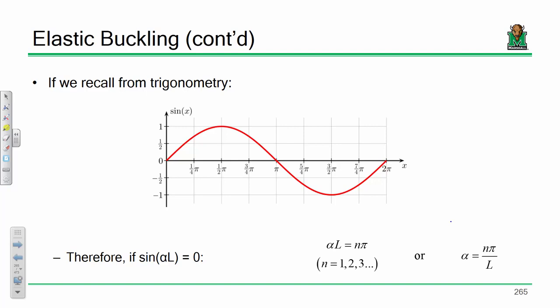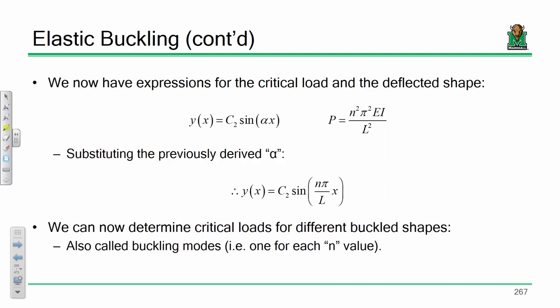Yes? That's a good question. n's just integers, because where does the sine equal 0? At 1 pi, 2 pi, 3 pi, 4 pi, 5 pi, 6 pi, just integer multiples. Now, that doesn't mean much physically. Like, what does n mean when I take the column and I do this? I'm going to answer that very quickly. So we have an expression now that'll tell us what the column looks like when it deflects and what the column's load has to be to cause it to deflect.